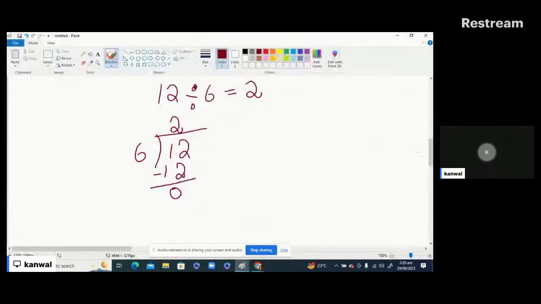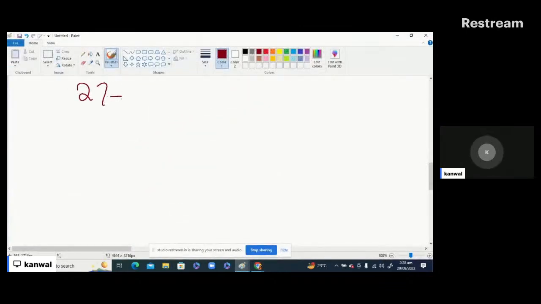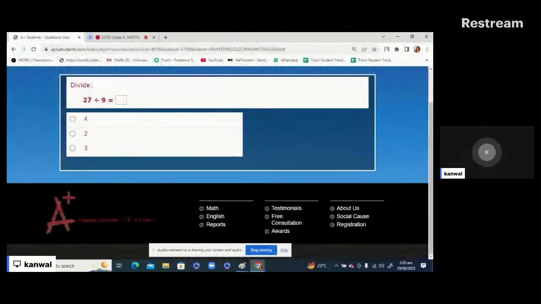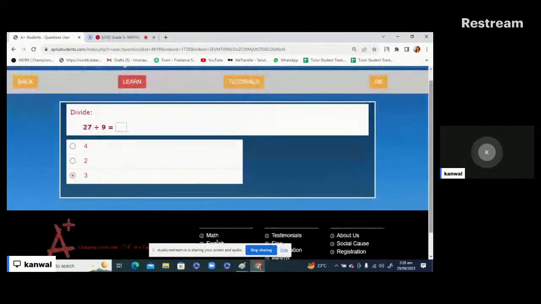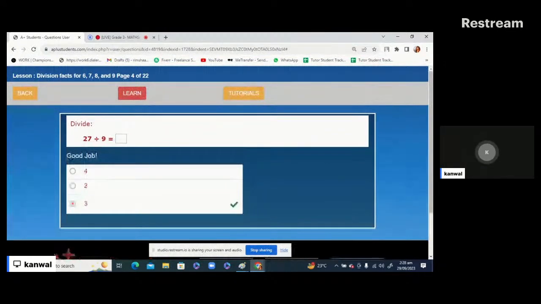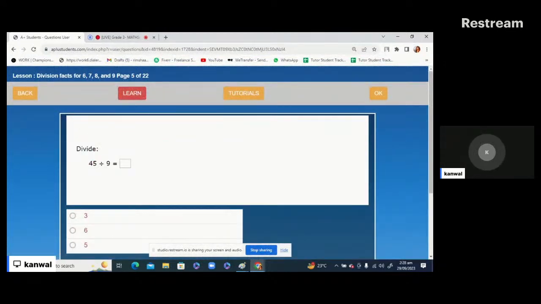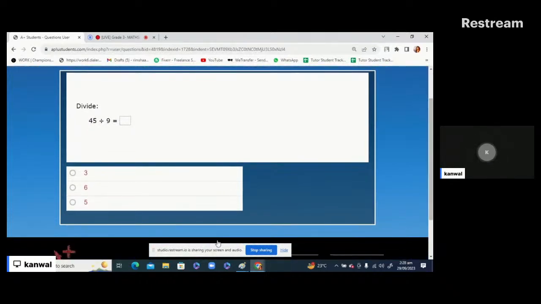27 divided by 9. Okay, when we divide, so 9 times 3 is 27. Good. When you subtract, then you get the answer. Okay, so here is the 3. Let's check, is there any answer for 3? Yes, the third, the C option. Let's click and then check. Now 45 divided by 9, already solved it here. That is 5.